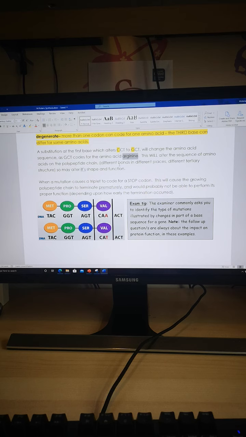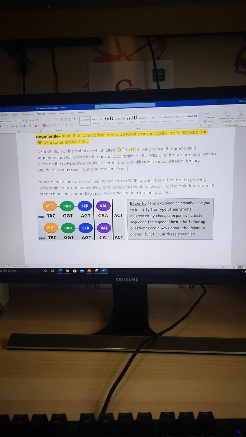Okay, so don't assume substitution mutations will not change the primary structure of the protein. Many of them do, because it's not the last base that's changing. When a mutation causes a triplet code for stop, that can have a really dramatic effect, because obviously the growing polypeptide chain stops way before it's supposed to. And if that were the case, then the protein probably wouldn't be able to perform its function, because it would be a shorter chain, wouldn't fold up in the same way.